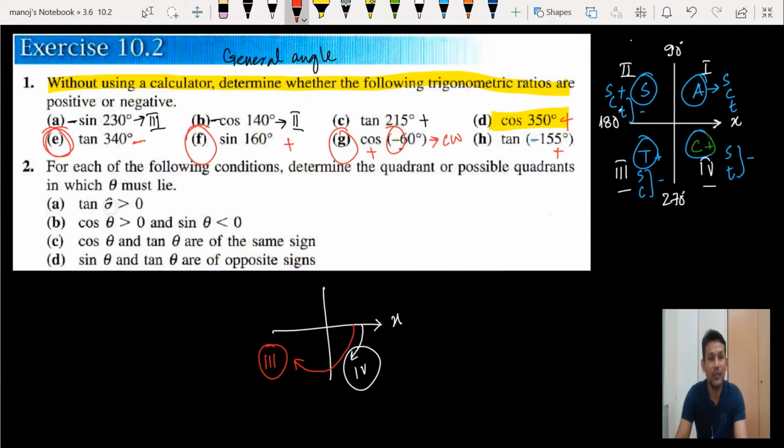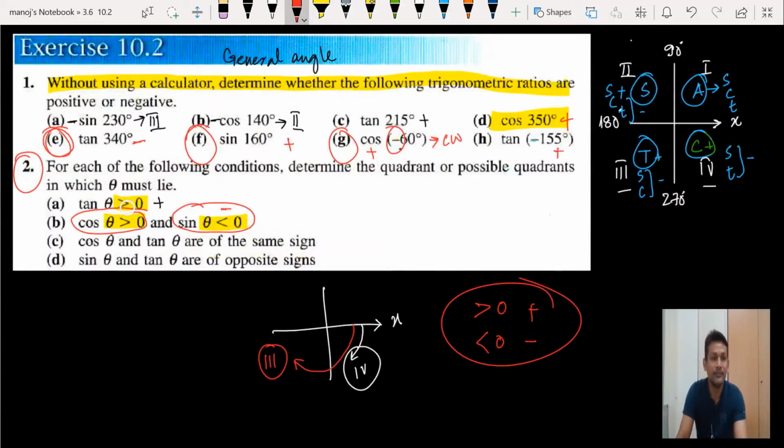Okay, the second part, question number 2, part A: tan theta is greater than 0. What do we actually mean by this? Greater than 0 means positive. When you have less than 0, it means negative. Like sine theta is negative and cos theta is positive. Greater than 0 means we are talking about positive, less than 0 means we are talking about negative. That's it. In which quadrant is tan theta negative?